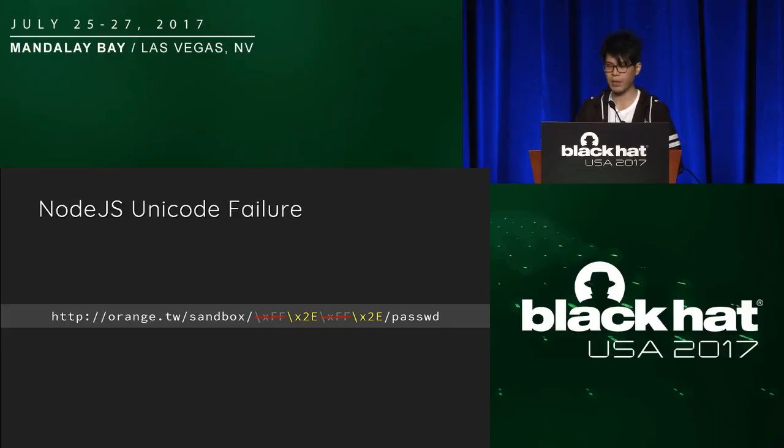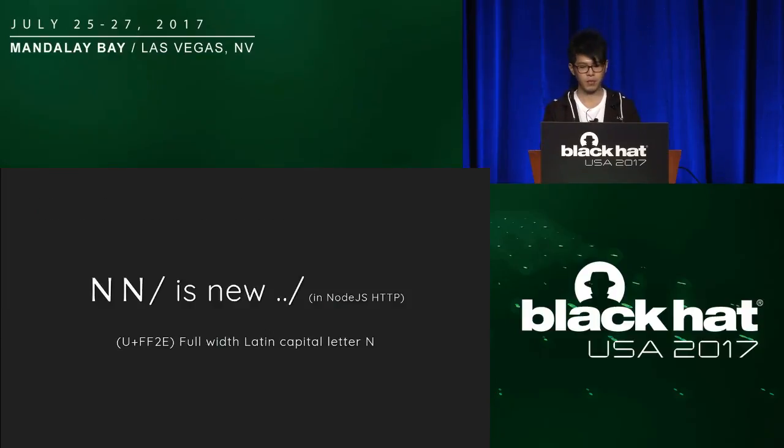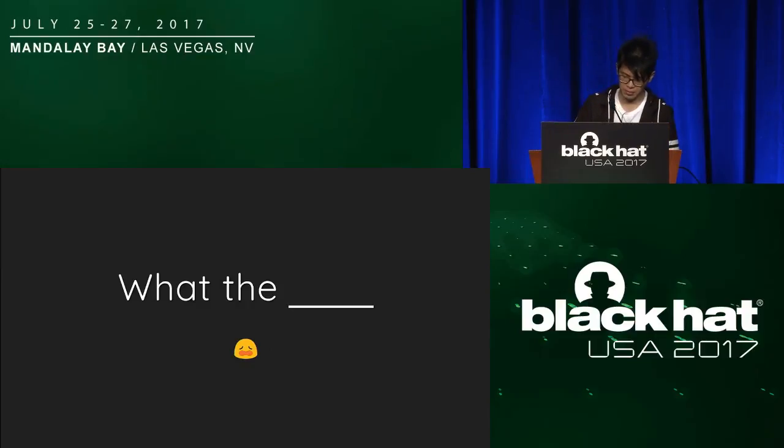And the tricky thing is the buffer string in the HTTP module will fold the byte, and the FF will be stripped. And the remaining part is 2E, the ASCII of dot. The server will identify the double dot as the parent directory. So we can download the password file on the web root from the remote server. The double fullwidth N is the new ".." in the Node.js HTTP module. What the hell? I have nothing to say.